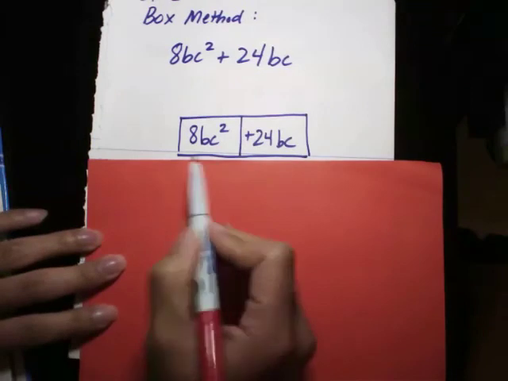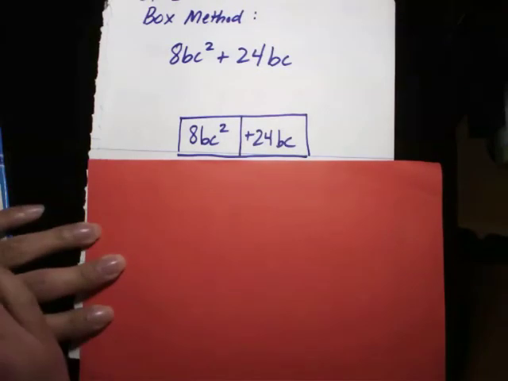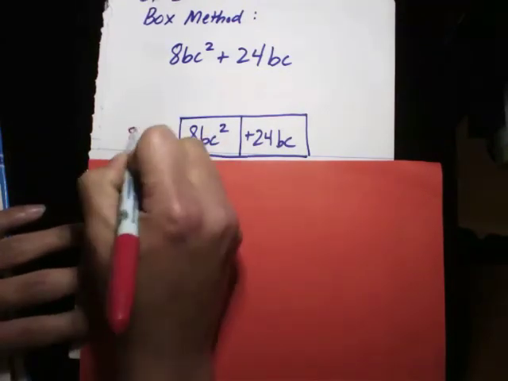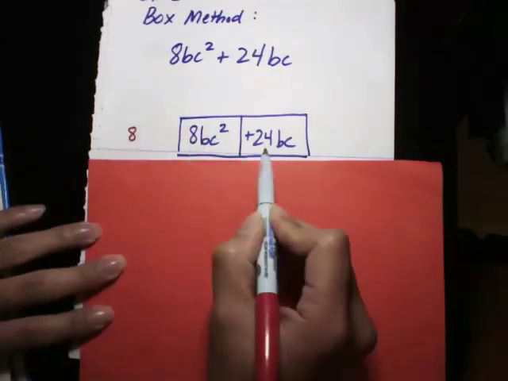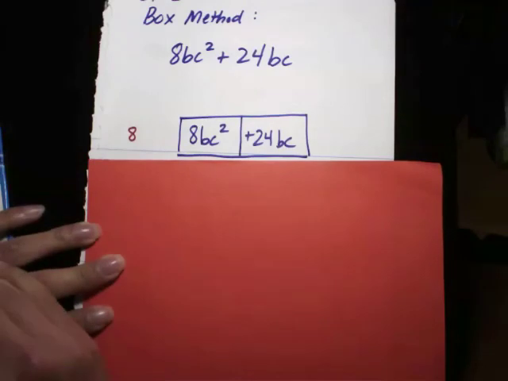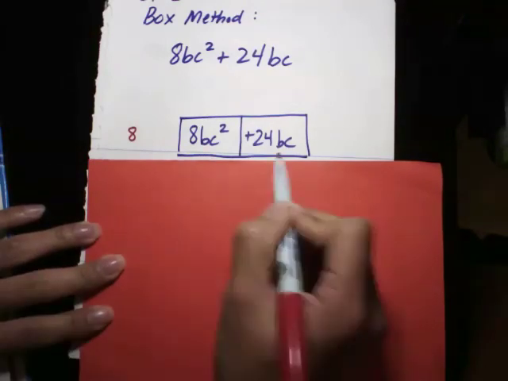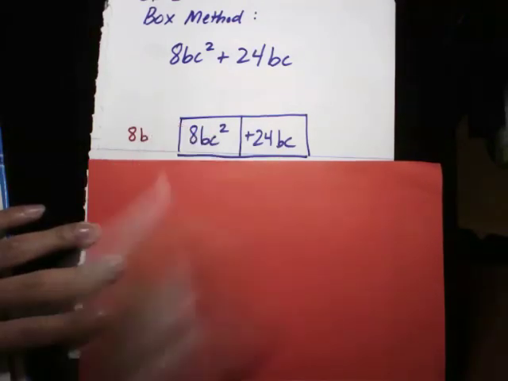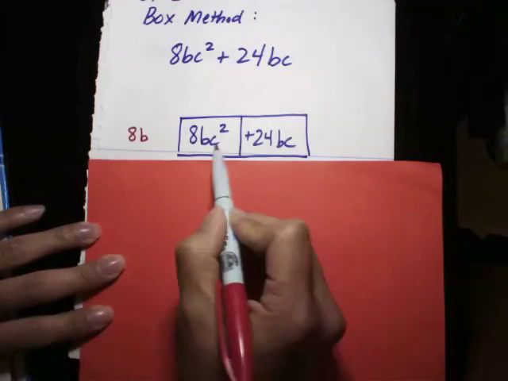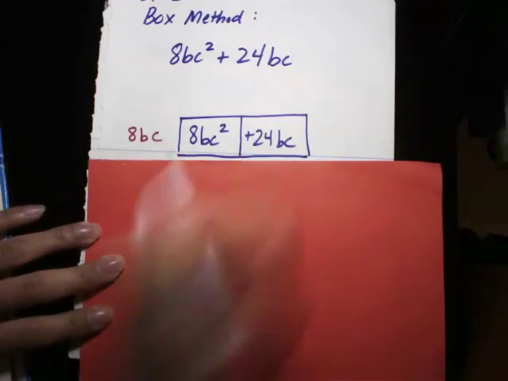With problems like this, it's really easy to notice what each term has in common. Between 8 and 24, your GCF is going to be 8, because 8 goes into 8 and 8 also goes into 24. What else do they have in common? They have the term b in common. They also have 1c in common.